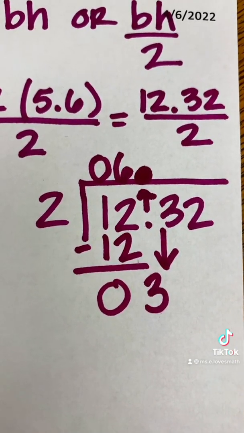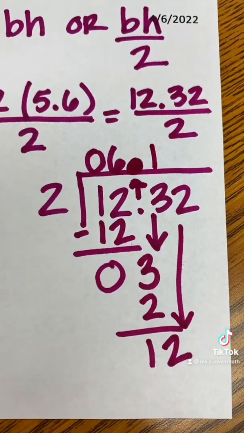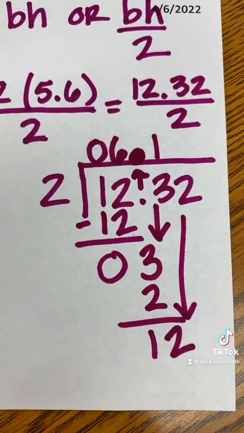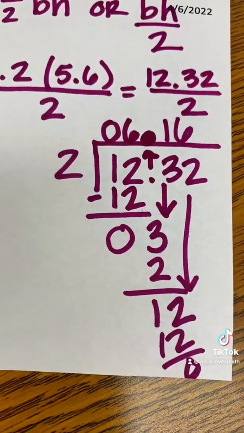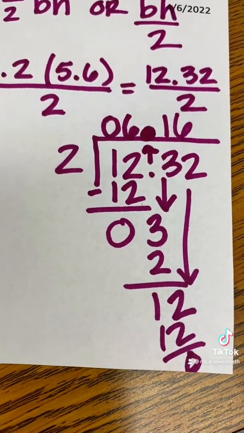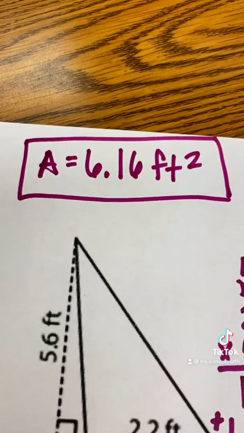2 can go into 3 1 time. After you do that, you subtract and bring down. 2 can go into 12 6 times. 6 times 2 is 12, and we are now done with our division. Final answer.